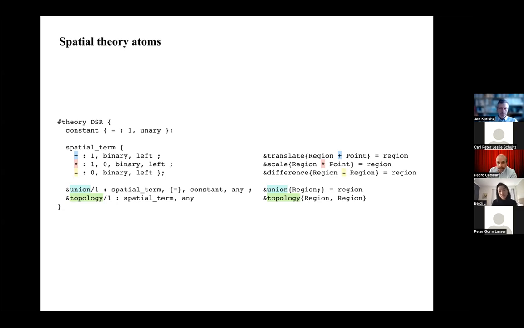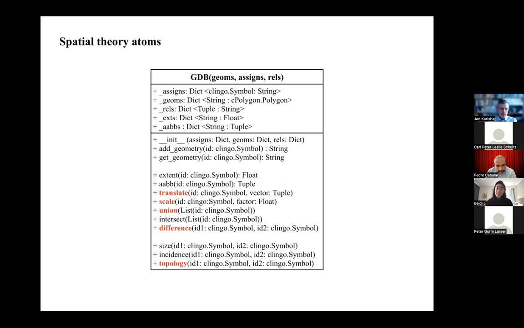And in case of union, since it's a commutative function, it will be applied to an unordered set of regions with undefined length. And so in this case, the geometry database has those built-in methods defined, which will be used to compute those corresponding spatial theory atoms.